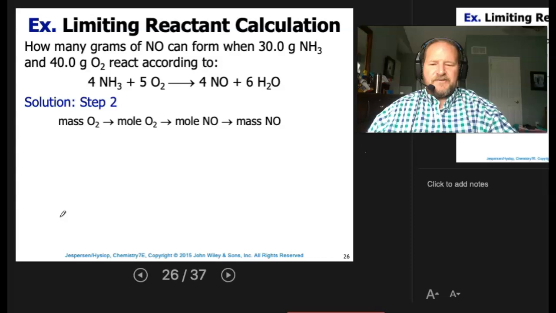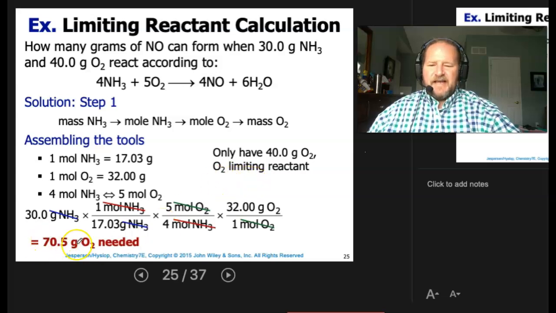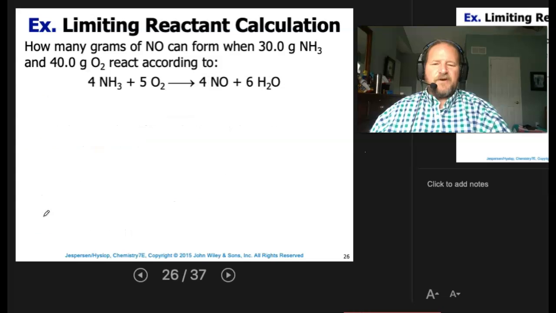Okay, so follow that again. I should go back maybe. So here when we have 70 grams, and here we only have 40, then at that point, we know that the oxygen is going to be the limiting reagent. If this worked out to be less, so if we only needed 25 grams of oxygen, then we would have known the ammonia was going to be the limiting reagent. Once we determine which one's the limiting reagent, that's the one we're going to use to find the product.